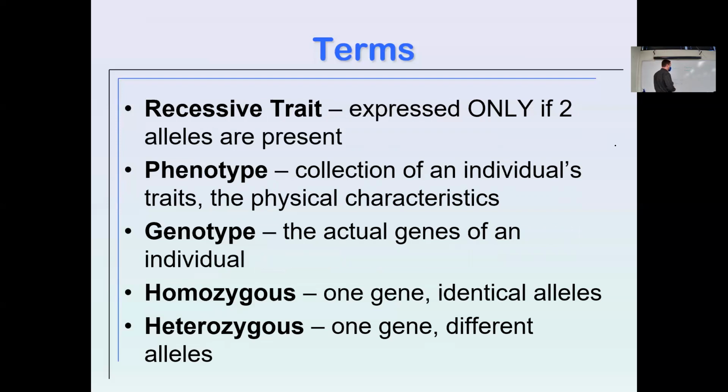And so right along with that, types of genotypes we can observe: you can have a heterozygous genotype or you can have a homozygous genotype.